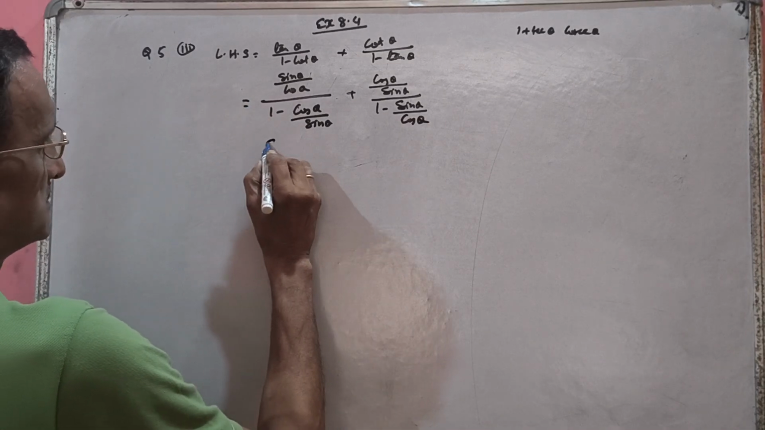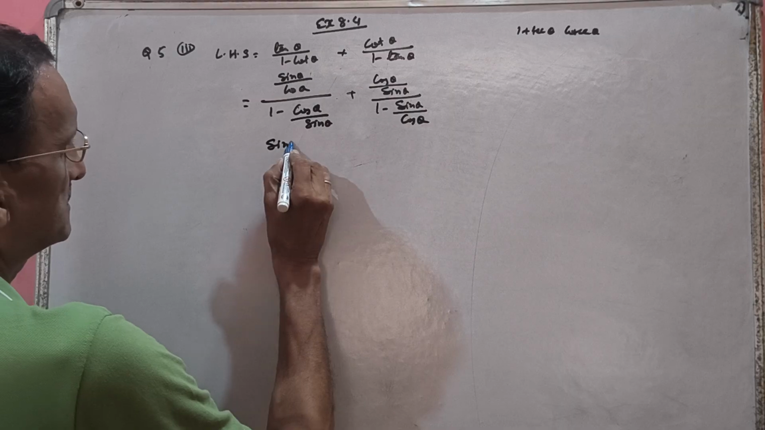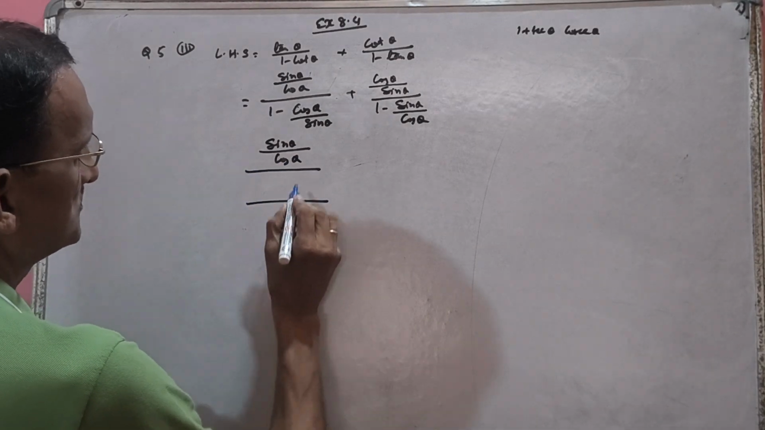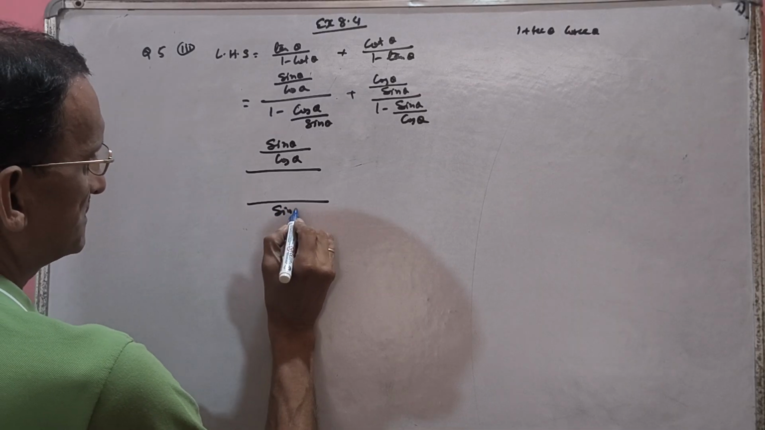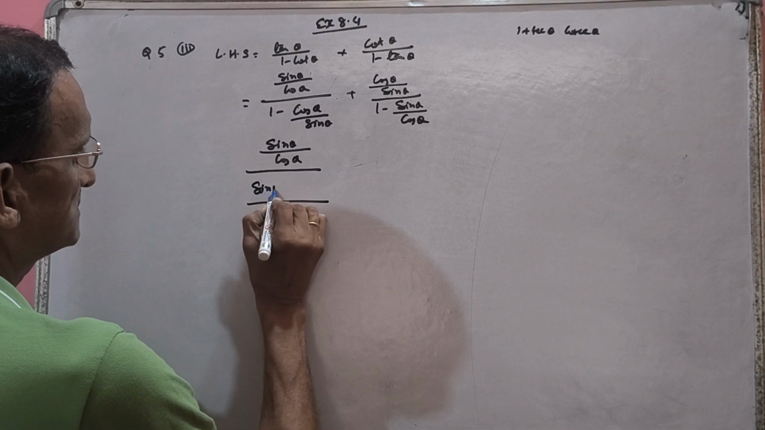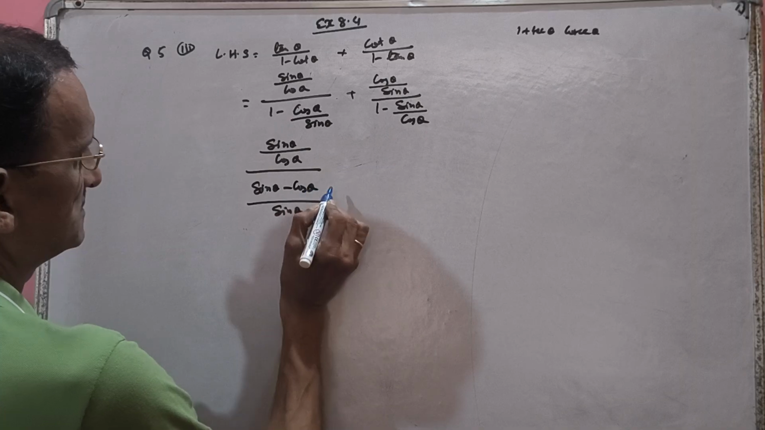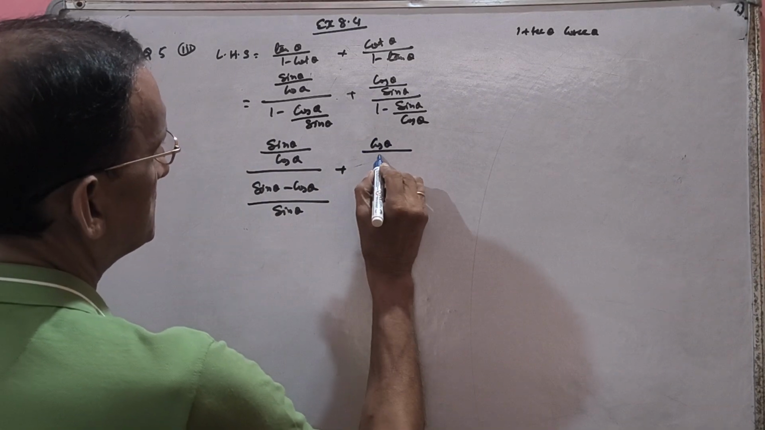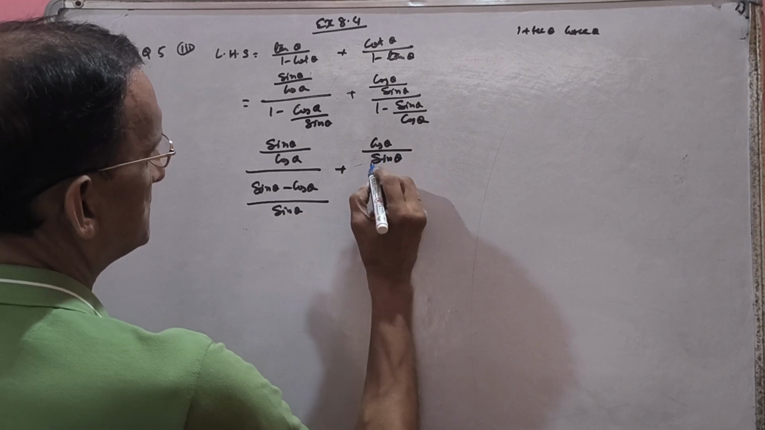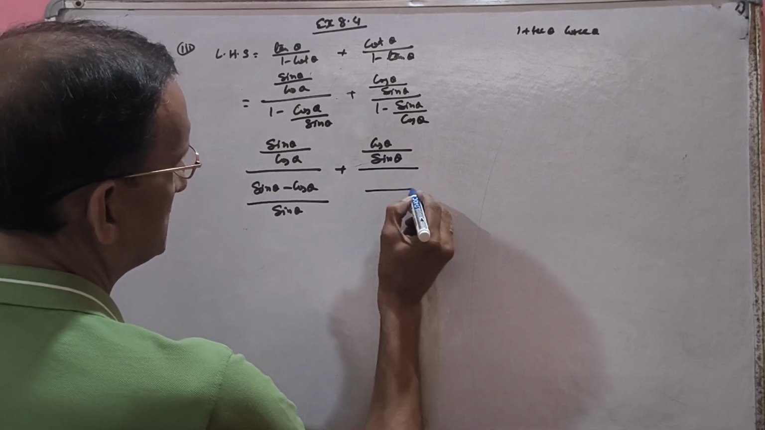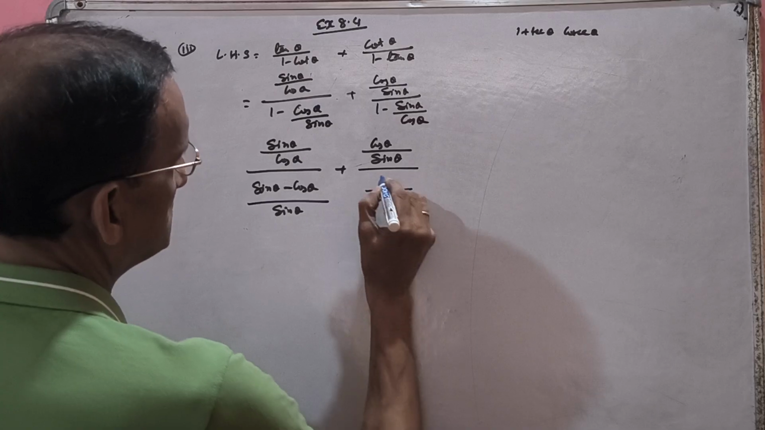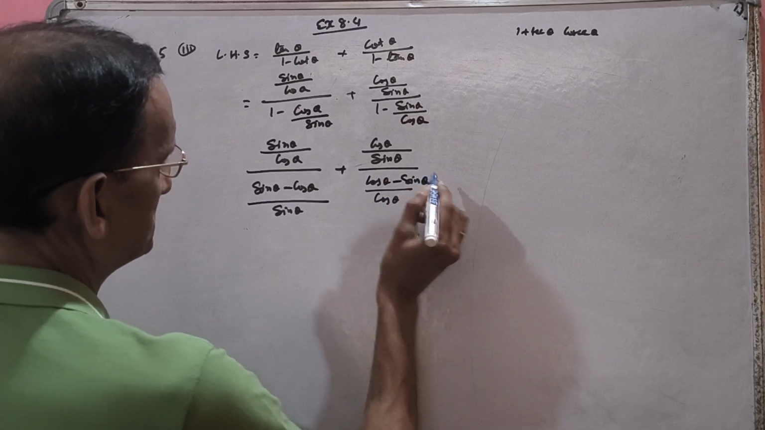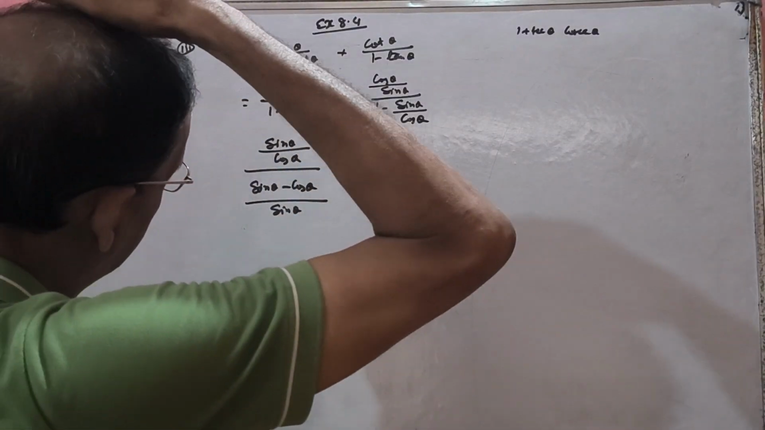Now this is the numerator, sine theta by cos theta, and simplify the denominator. What is the LCM? Sine theta, what will we get? Sine theta minus cos theta. Similarly here, this is the numerator, cos theta by sine theta. What will we get here? LCM is cos theta, so we get cos theta minus sine theta. Okay.